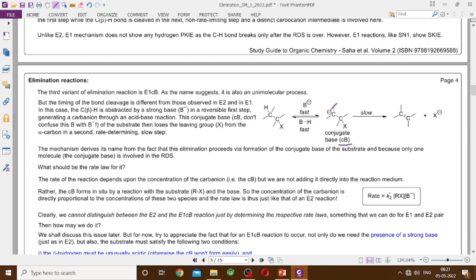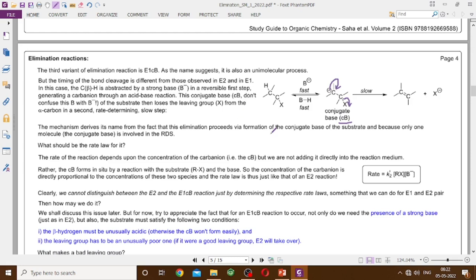So we get the conjugate base here, and when we get the conjugate base, that slow elimination step takes over in the second step to give you the alkene, and X minus is ejected from the conjugate base. So that's the E1CB. So the timing টা আবার different. আগে CH ভাঙবে তারপরে CX বন্ড ভাঙবে। সো এর রেট ল কি হবে?